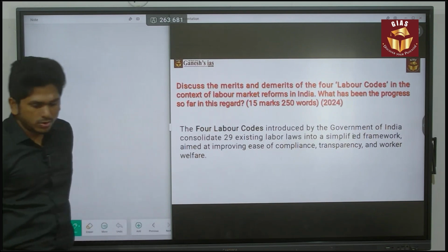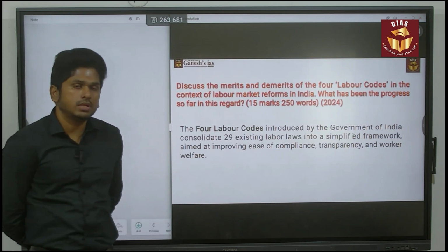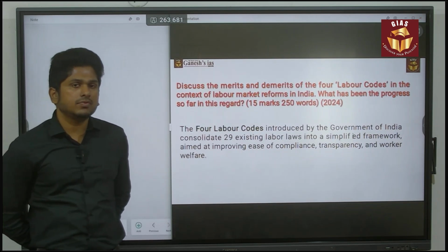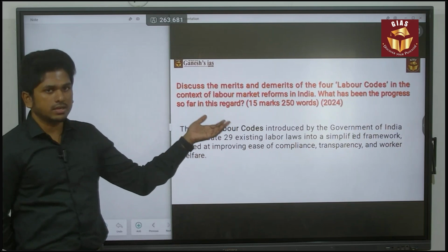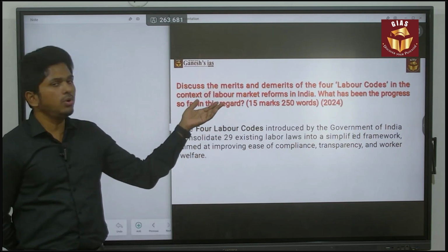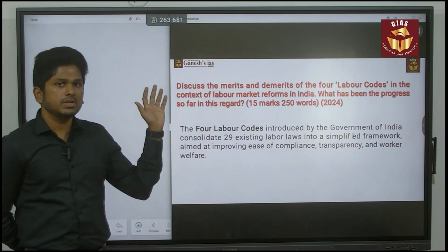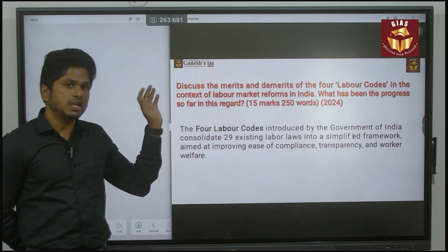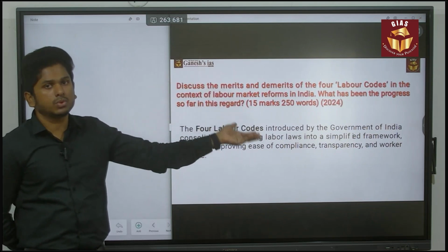First of all, you need to know about certain major reforms when it comes to economic reform: the LPG era in 1991, which was the major reform related to the economy. And when it comes to labor market reform, this is the major reform. It introduced the 4 labor codes. There is a possibility of repeated questions from these topics, either from the LPG era or from this labor market reform of the 4 labor codes.